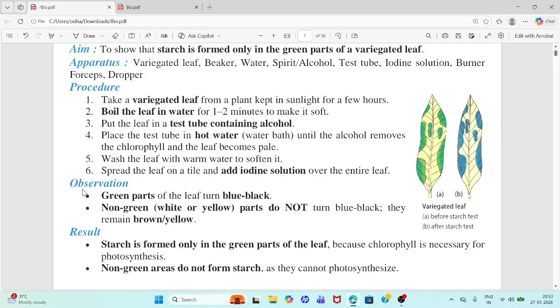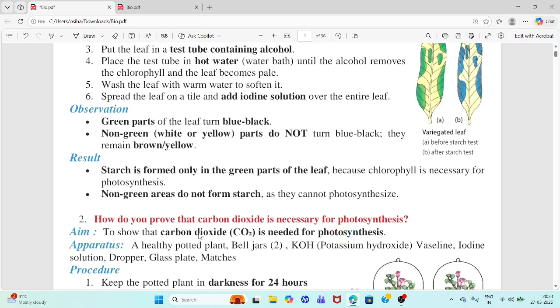Now we are going to see the observation. Green parts of the leaf turn blue black. You can see in this picture. Point 2: non-green parts do not turn blue black. They remain brown or yellow.